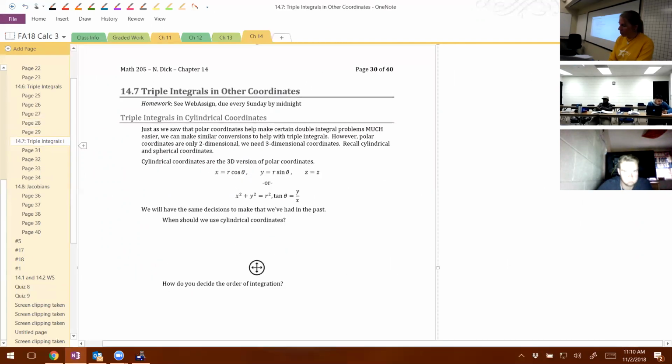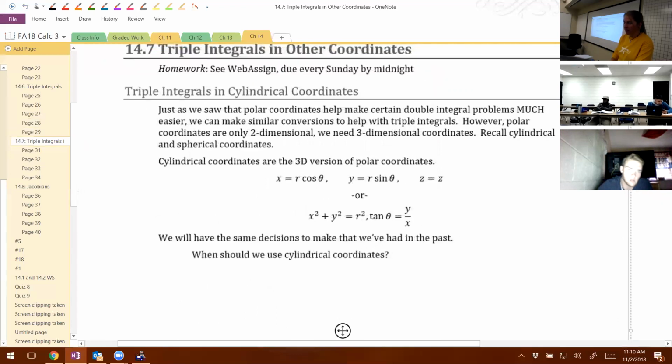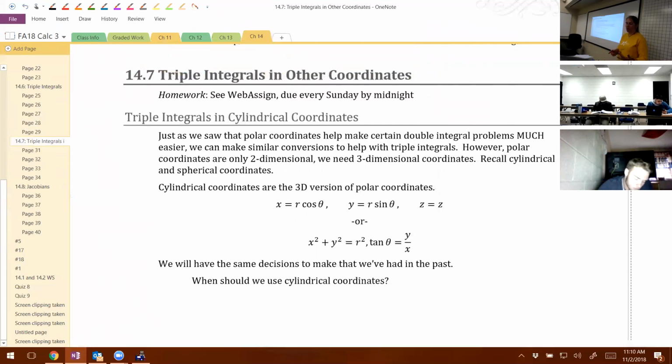We've got two different coordinate systems that we can convert to. If you recall way back in chapter 11, we talked about cylindrical coordinates, which are pretty much just polar coordinates and z. And we also talked about spherical coordinates, which were a lot different. Spherical coordinates had radius and then two different angles we were looking at there. And we'll get to that later on. We'll talk about the polar coordinate version first.